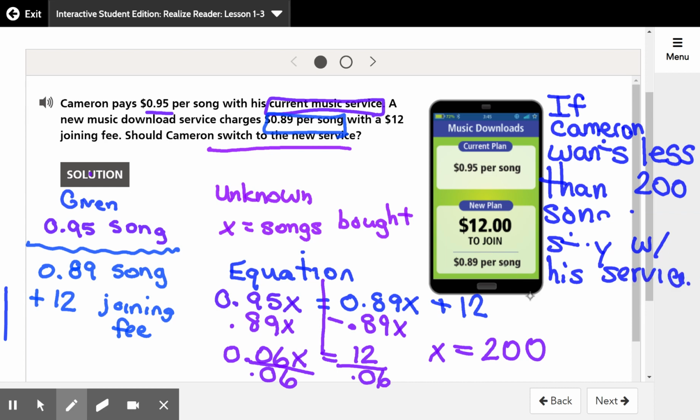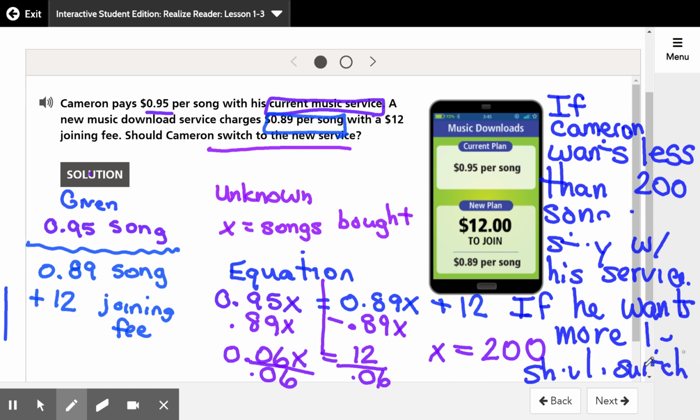If he's going to download more, so if he wants more, he should switch. So you really need to think about this. Anything less than 200 would be cheaper. Anything more than 200, he should switch his service.